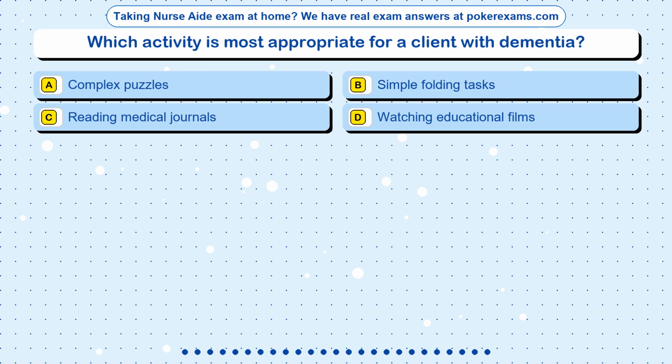Question 9. Which activity is most appropriate for a client with dementia? Option A. Complex puzzles. Option B. Simple folding tasks. Option C. Reading medical journals. Option D. Watching educational films.